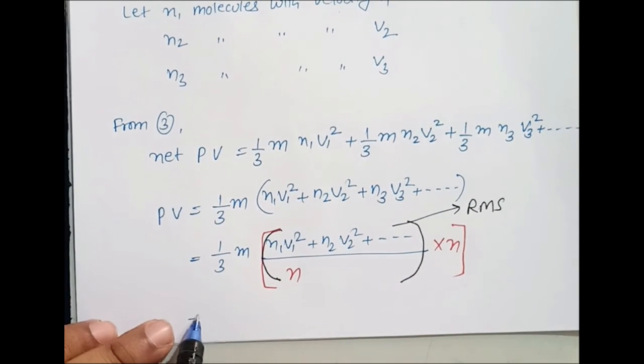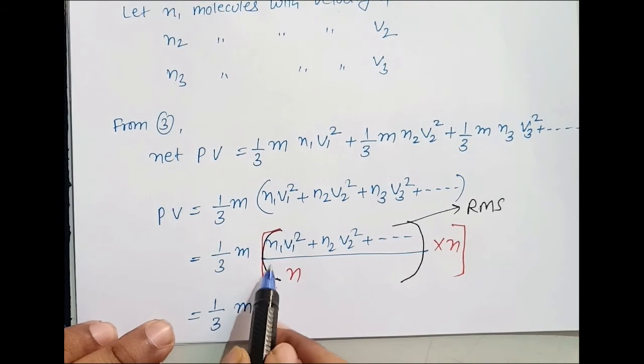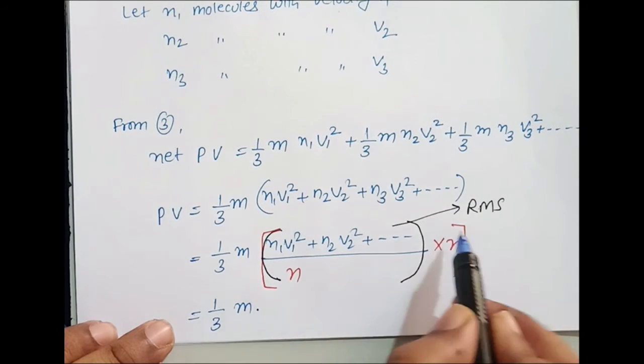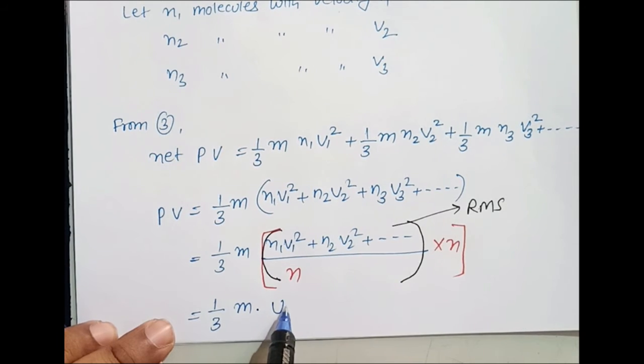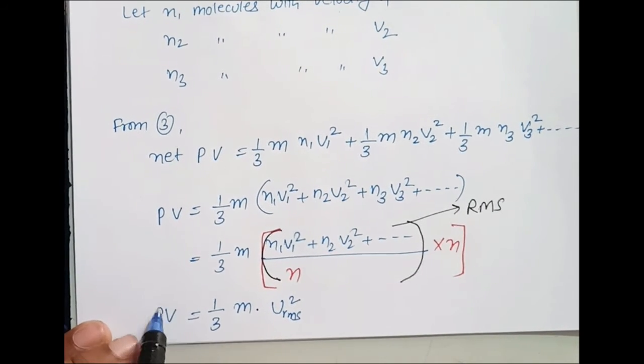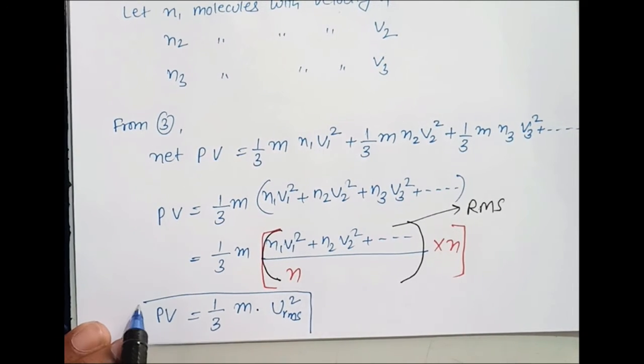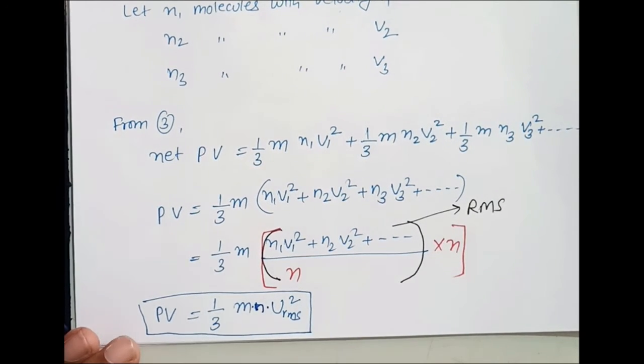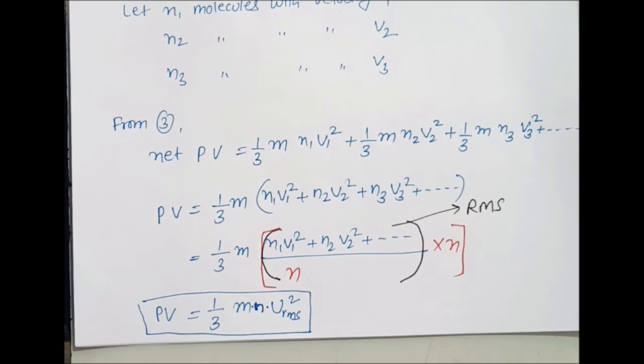So this can be written as 1 by 3 m into u RMS square, where u RMS is the RMS velocity. I will tell you what u RMS is also, so first note down this formula. Into n also is there, where n is the total number of molecules. So PV is equal to 1/3 m n u square.